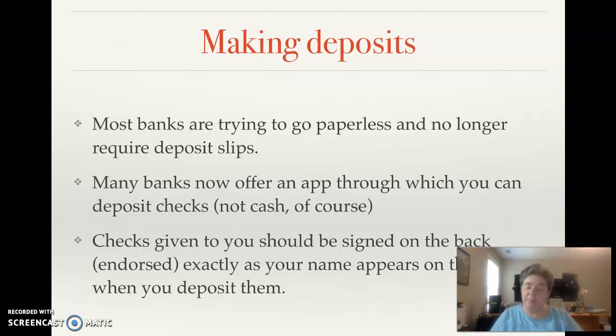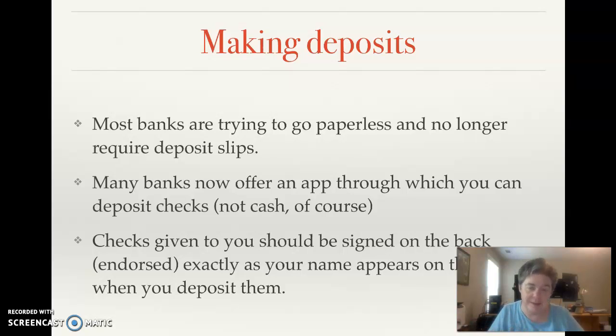Okay, making deposits. Your book goes into quite a bit of detail about making deposits. Honestly, most banks anymore have gone paperless, so they don't really require deposit slips, and you can actually deposit through an app on your phone. I take a picture of the front and the back of the check and send it on its way. I keep the check for, I think it's a month is what the bank requests, and then I shred it. I keep it until I know it's deposited safely in my account and it's cleared. And then, like I said, I shred it. For me, that is the easiest way.